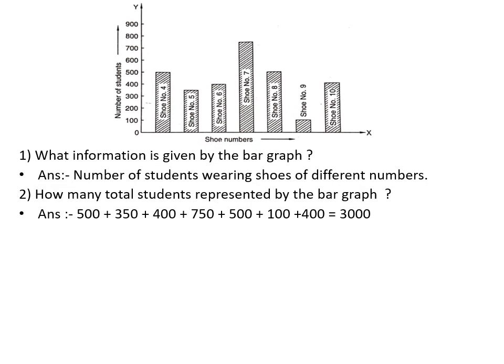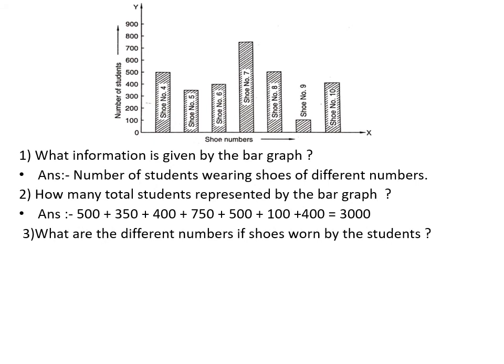If you want to calculate the total number of students, you have to add all these figures: 500 plus 350 plus 400 plus 750 plus 500 plus 100 plus 400. This gives you 3000. So how many total students are represented by the bar graph? The total number of students is 3000.